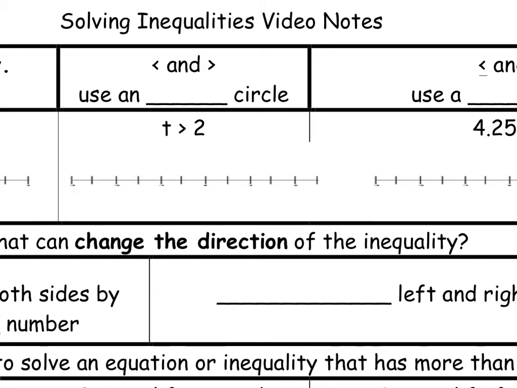So when we graph that solution, if the inequality has a less than or greater than sign, we use an open circle, and that means we're not going to include the number. So let's take a look at t is greater than 2. If we fill in our number line right here, it's anything that is greater than 2. So we're not going to include 2, but we need to know where to start from. So that's why we use an open circle. And then we shade in all the numbers that are greater than 2. And that's 3, 4, 5, 6, 7, and so on. And we can go on forever.